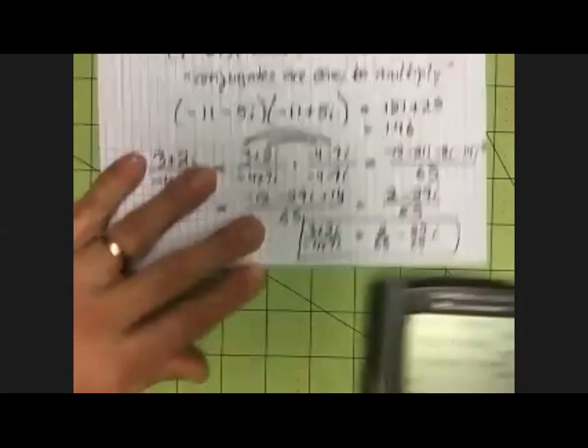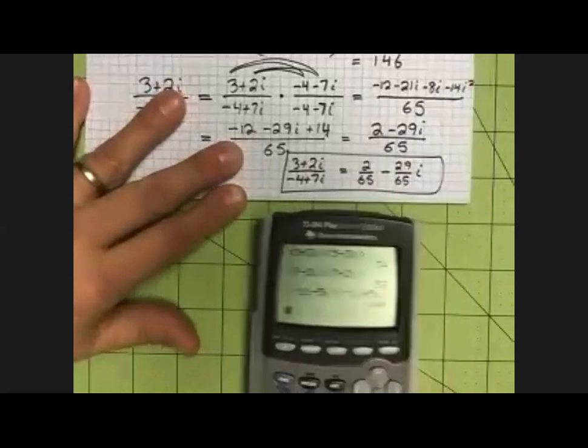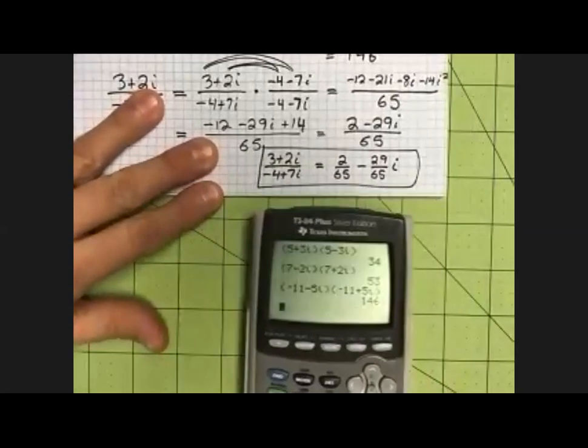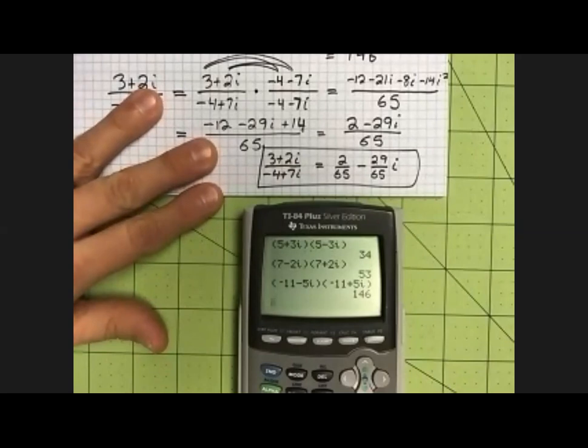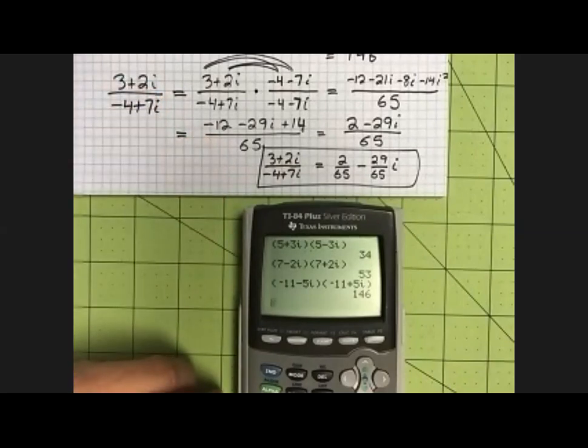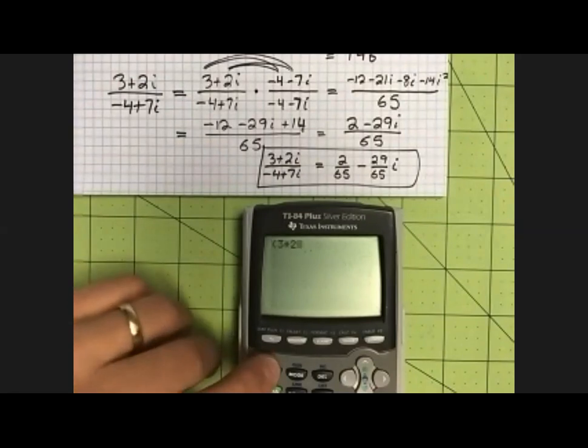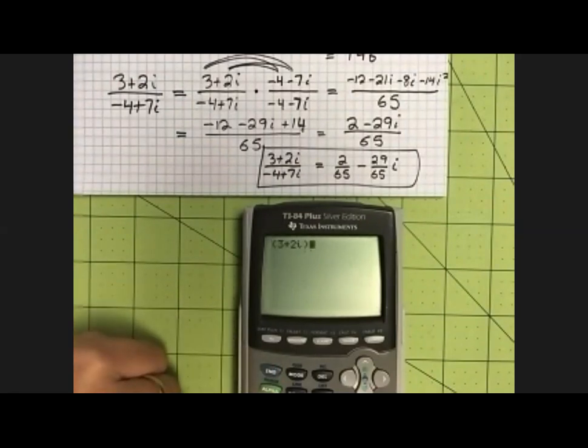Okay, let's try it right here. Let's get my paper. Well, I like this calculator better because there's less glare on the screen. But that's clear. 3 plus 2i divided by negative 4 plus 7i.